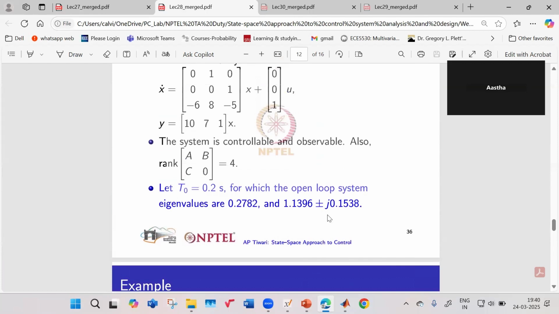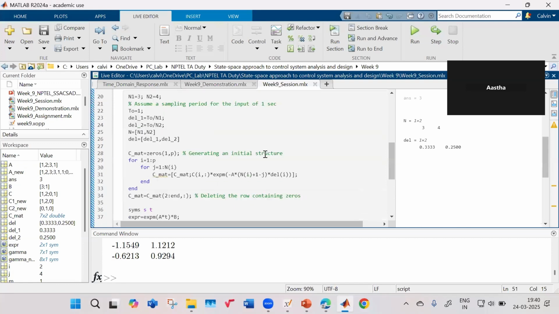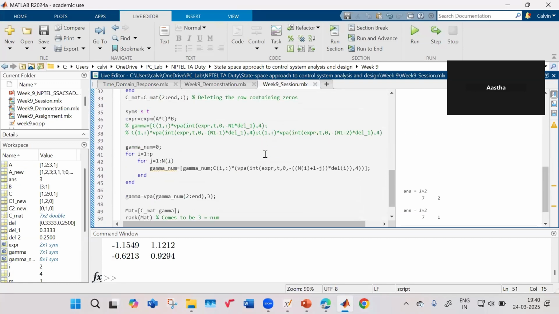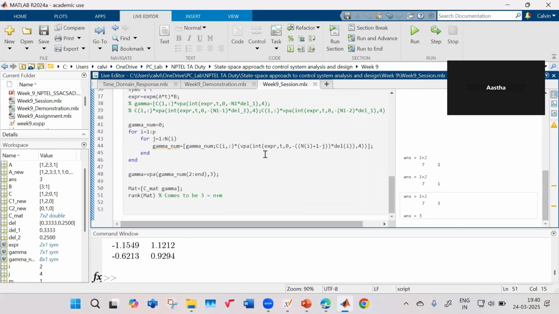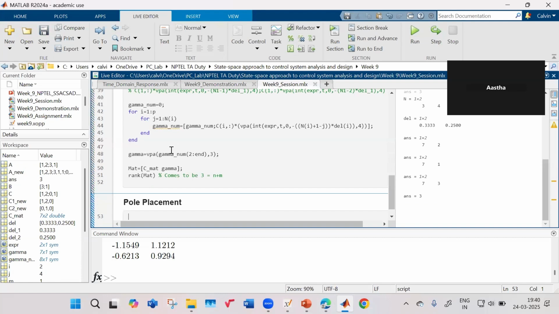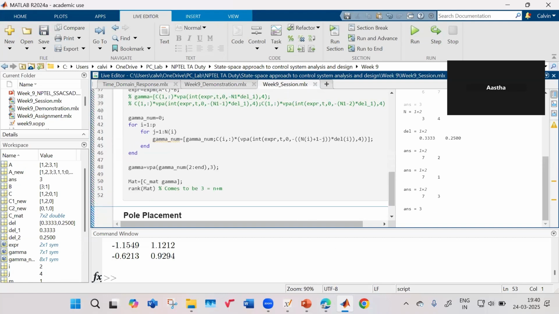Let us check for our system, which we have considered, what C matrix and gamma matrix we have got. Right. Let us consider pole placement. So what do we have?